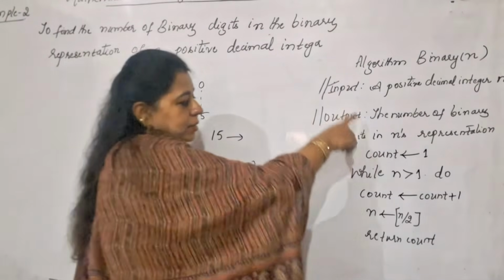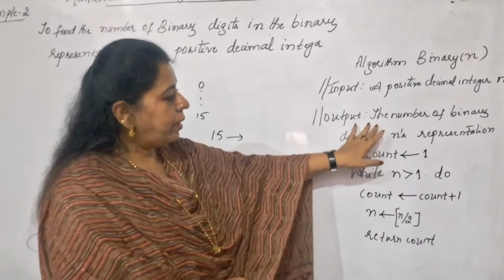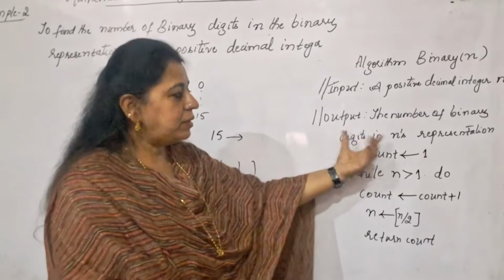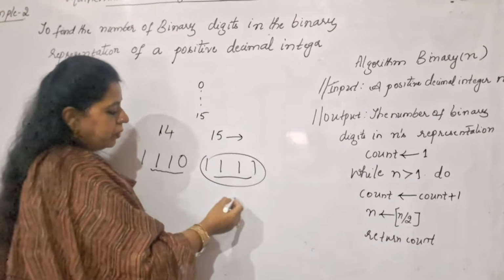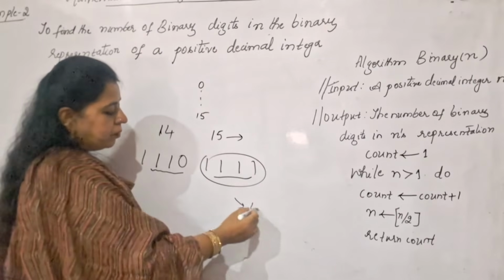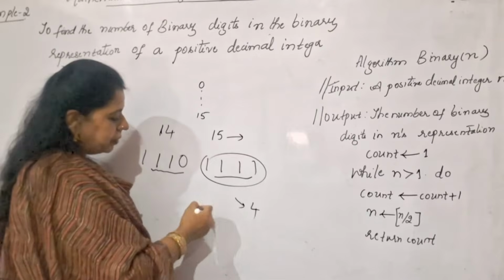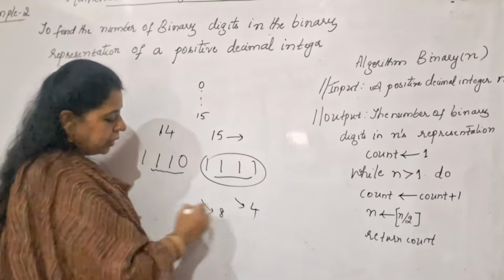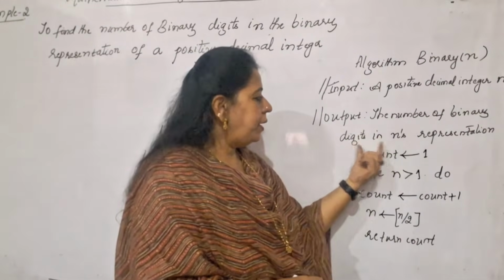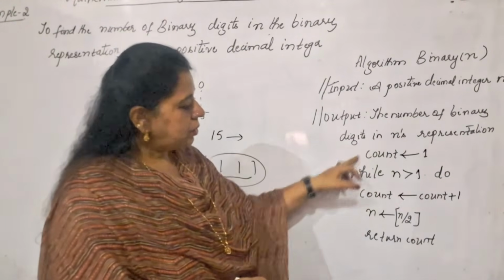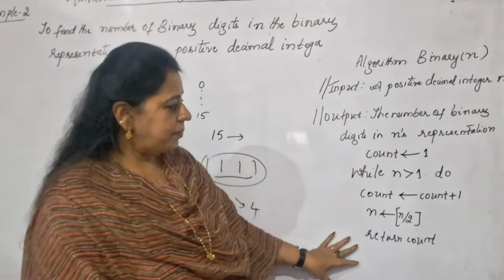For that, the pseudocode is here. Input is a positive decimal number and the output should be the number of binary digits in the binary representation. So if 4 bits are needed, the output will be 4. If your decimal value requires 8 bits, then the output is 8. So basically the output is the count of binary digits in the binary representation. So these are the 1, 2, 3, 4, 5 steps for this algorithm.